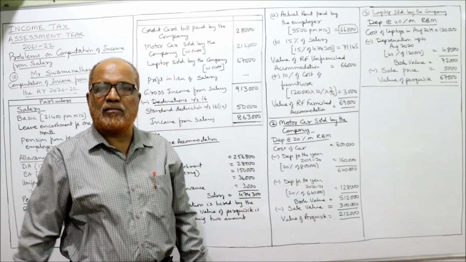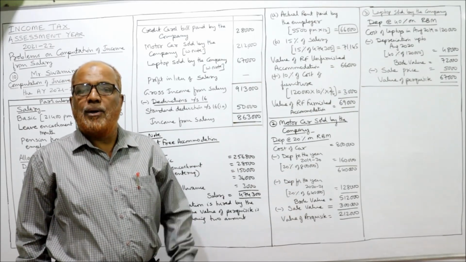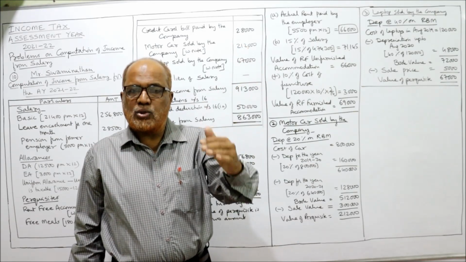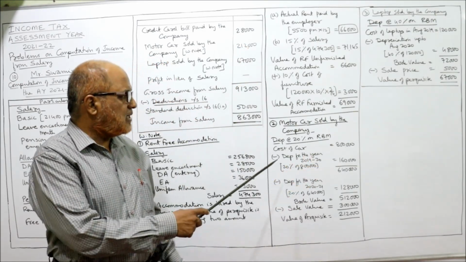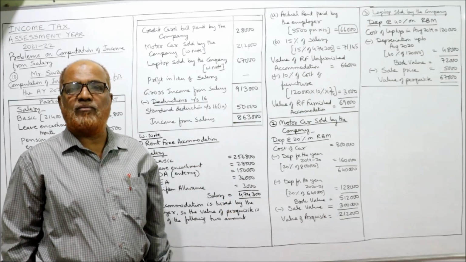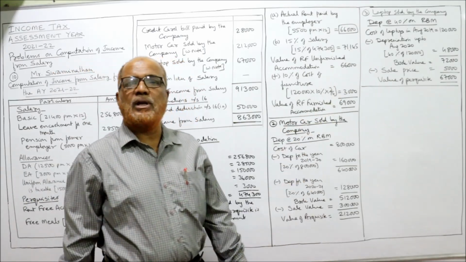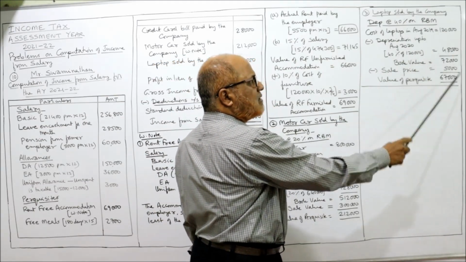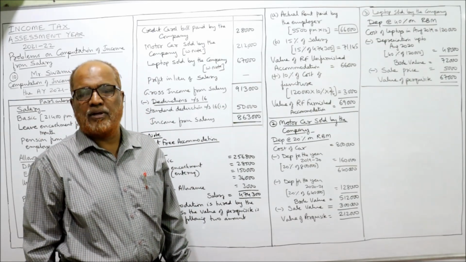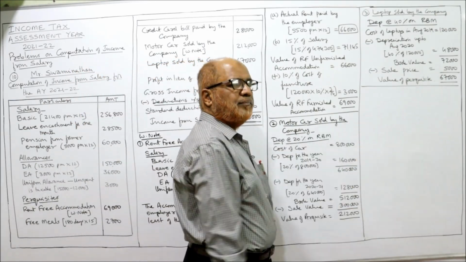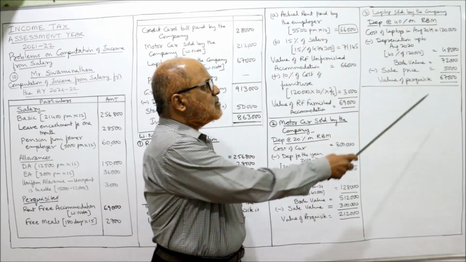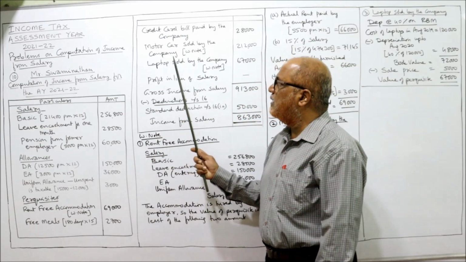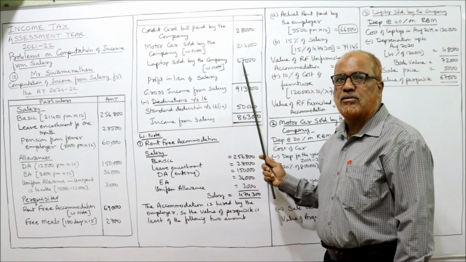Here the motor car was used for 2 years, because April 2019 to April 2020 is 1 year, and April 2021 is 2 years. But here the laptop is used for only 1 year. So 40% of 1,20,000 is 48,000. 120 minus 48, 72,000 is the book value of the laptop. And it was sold for rupees 5,000, given in the problem. Deduct 5,000, 67,000 is the value of the perquisite on the laptop. So here, laptop sold by the company, 67,000.